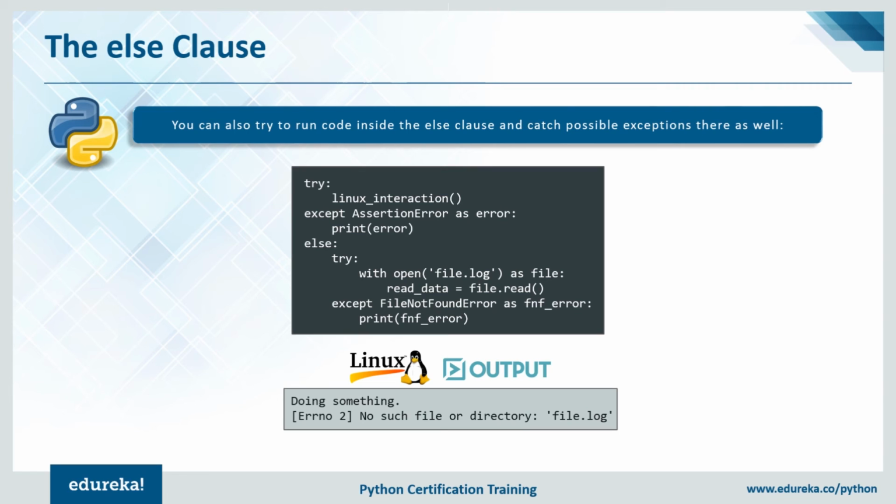From the output, you can tell that the Linux interaction function actually ran. Because no exceptions were encountered, an attempt to open file.log was made, and that file did not exist. Instead of opening the file, you caught the exception, which is the file not found exception. Pretty simple, right? I hope you are clear with all of the concepts that we discussed until now.